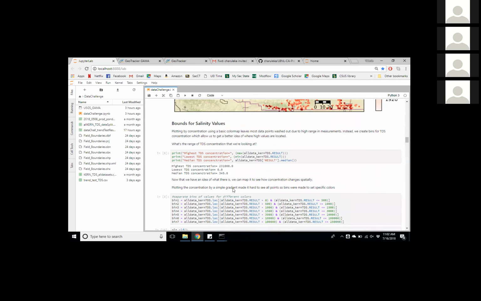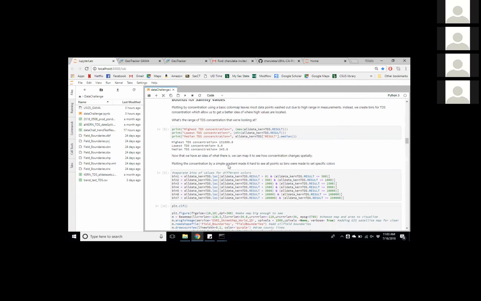So now that we know when our data was taken, we can begin to look at what the sample results were. So just to see what kind of data we're looking at, you see that we have a range from 0 to 231,000 milligrams per liter in those sample results. We have a median of 345 milligrams per liter. So while most of our points fall within an acceptable range, there are some that far exceed what is acceptable by the EPA.